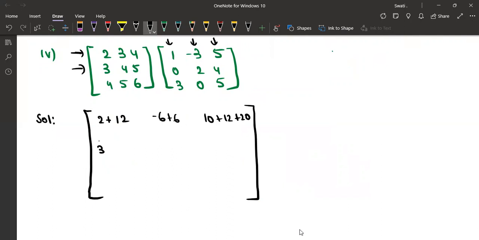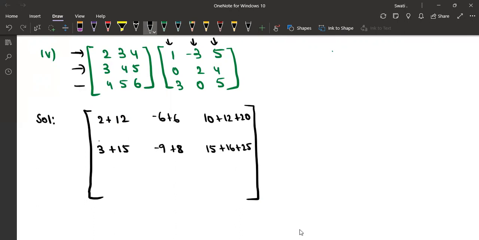Then 4 times 0, no need to write down, plus 5 times 3, 15. Next entry is second row, second column. So 3 times negative 3 is negative 9, plus 4 times 2 is 8, and then 5 times 0 is 0 only. Next is second row, third column. So that is 3 times 5 is 15. And then 4 times 4 is 16, and 5 times 5 is 25.